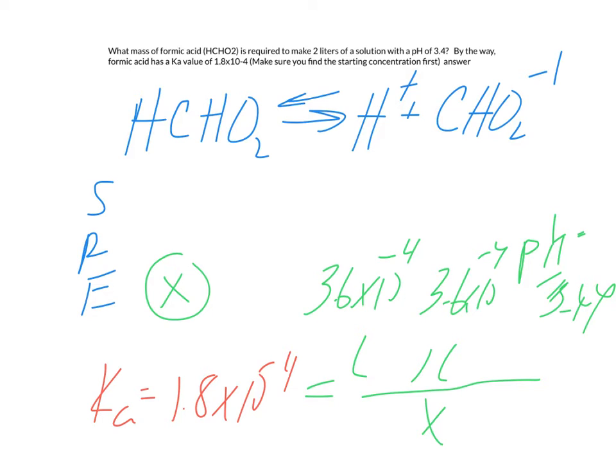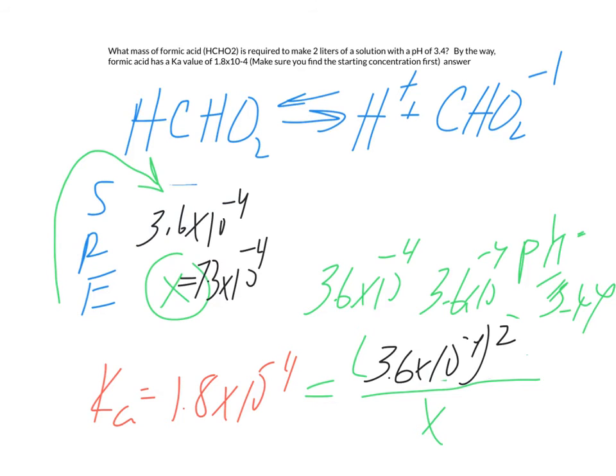I know that's not the answer to the question, but once I can find out the value for X, I can probably figure out the starting amount. Solving for X, I found out that the value for X, the equilibrium amount of formic acid, is about 7.3 times 10 to the minus 4.